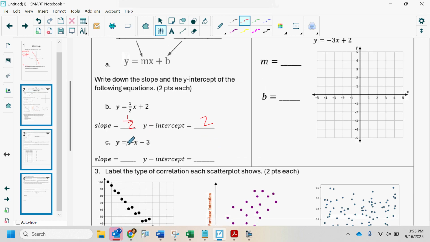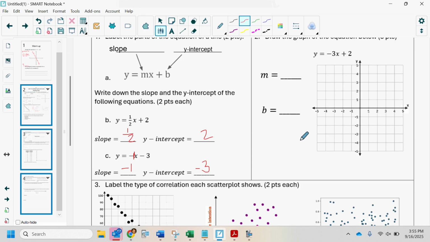Here, our slope has a negative sign. What's the number next to the x? If there's no number, we can write 1 because there is 1x, but it is negative, so it's a -1. And then the y-intercept is the number hanging out the end, which is -3.